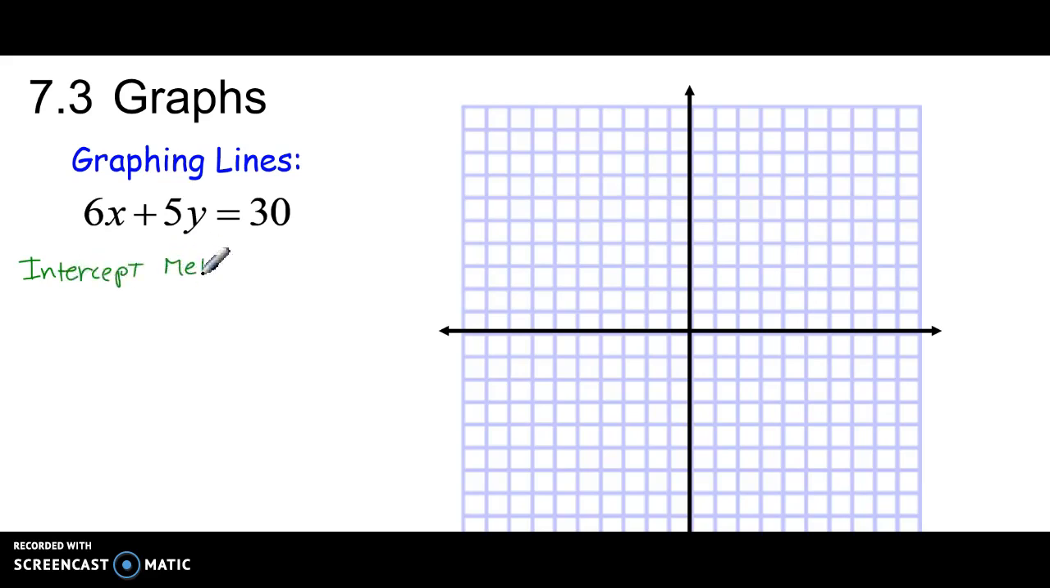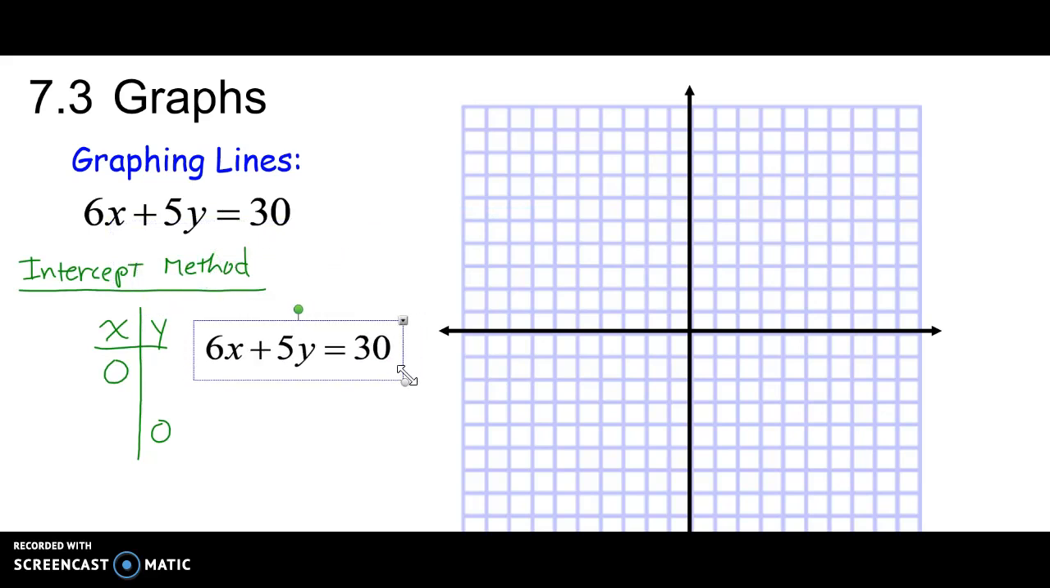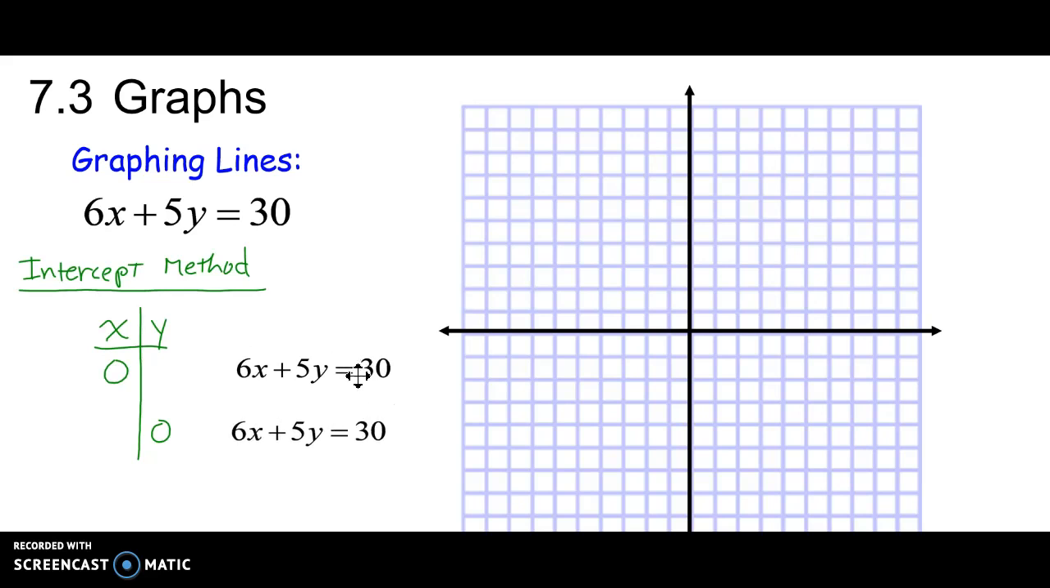And the intercept method is basically something most people would develop on their own once they realize how easy it is to plug in 0 compared to plugging in anything else. And you end up doing it twice. You plug in 0 once for x, and then you plug in 0 once for y. So if you plug in 0 for x, what that basically means is this part of the equation here vanishes. 6 times 0 is 0. And you're left with this super easy equation, 5y equals 30. Most people just solve that in their head and they get y equals 6.